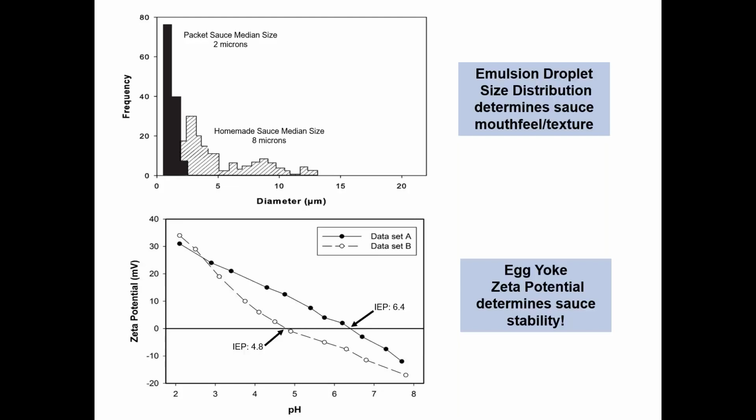And here I show the results of 2 eggs just taken at random. And you can see that the zeta potential profile varies enormously, which shows actually you can always make a stable homemade sauce, just throw in enough vinegar. Sadly, it will be inedible.